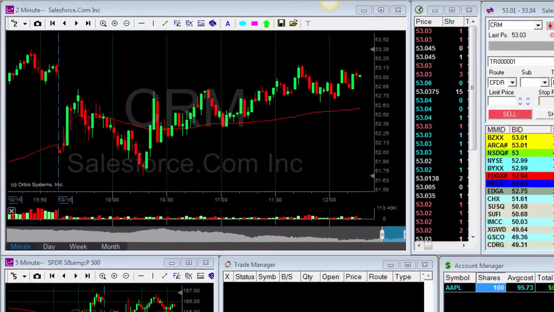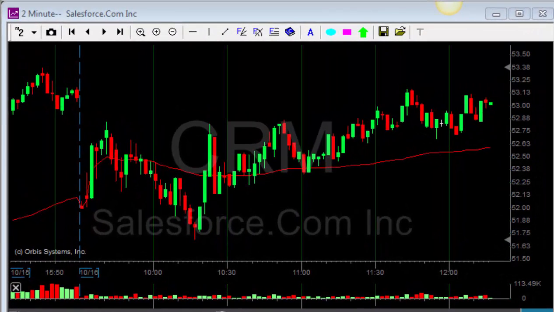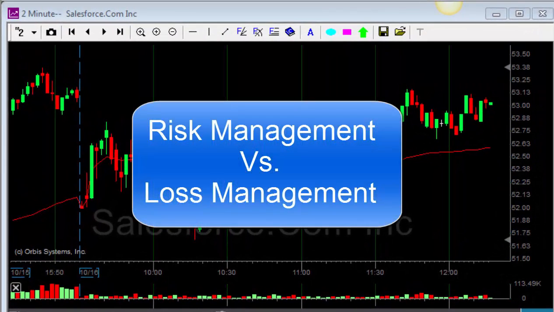Hi traders. I want to talk today about the difference between risk management and loss management. We've just had a trade in the trading room where we ended up losing money, but I want to discuss it because it's very important to differentiate between the two. A lot of traders mistakenly lump them together, and actually they are different. Risk management is not loss management. So let's discuss this trade.